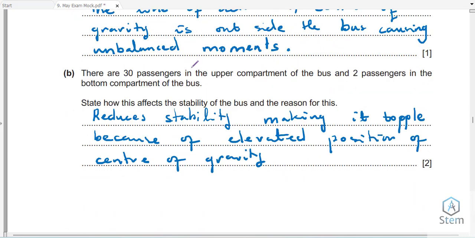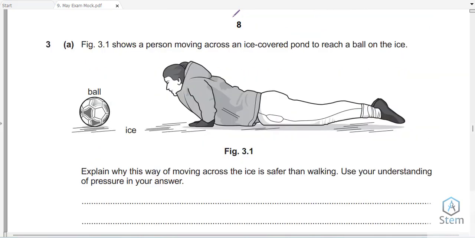So if there are 30 passengers in the upper compartment, it means the center of gravity of this bus will go up. And when the center of gravity is elevated, our bus is going to be unstable. The line of action of that center of gravity will easily move out of the bus when it is tilted. So you want the center of mass to be lower rather than elevated.